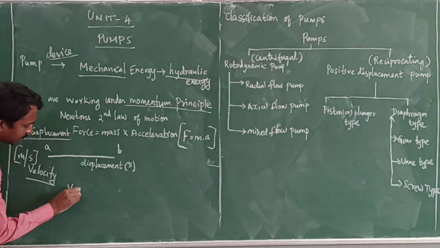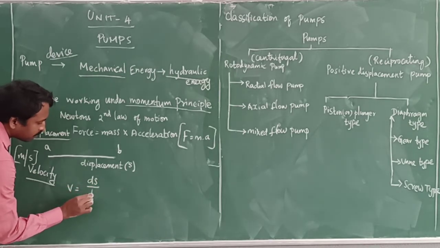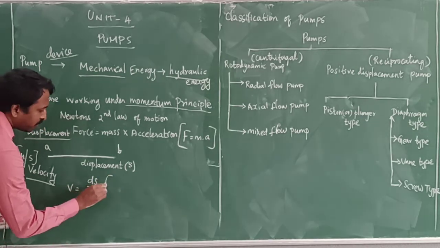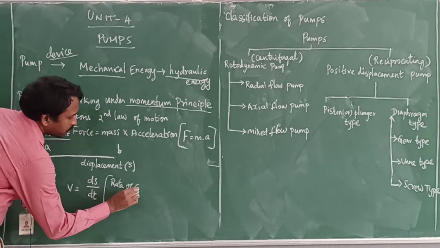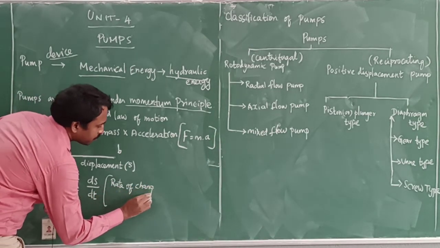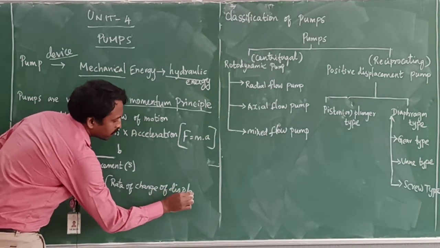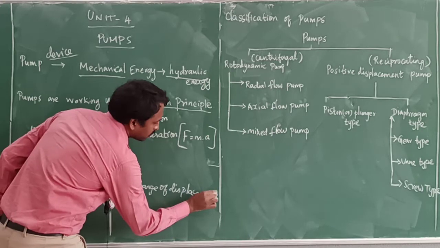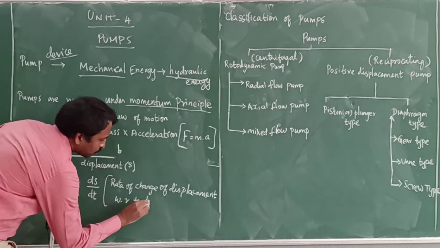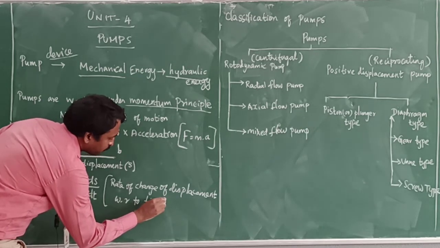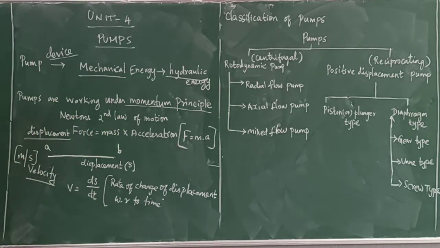So the velocity can be denoted by ds by dt. The definition is rate of change of displacement with respect to time. Rate of change of displacement with respect to time is called velocity.